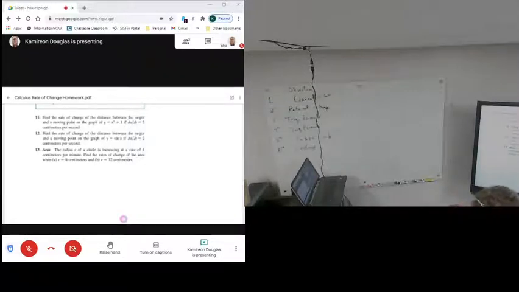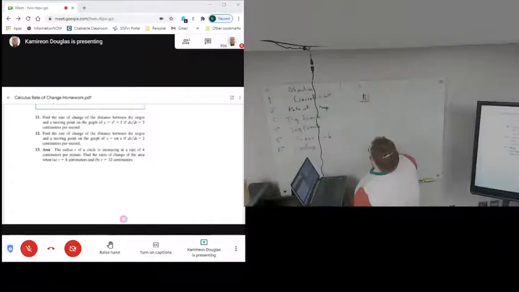Find the rate of change of the distance between the origin and a moving point on the graph of y equals x squared plus 1 if dx/dt is equal to 2 centimeters per second. Okay, so number 11. It mentioned specifically on number 11 that it's talking about distance.